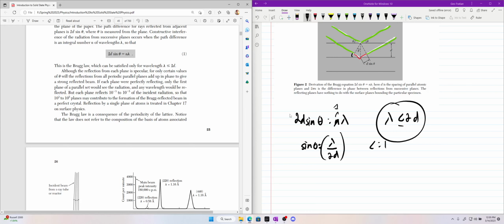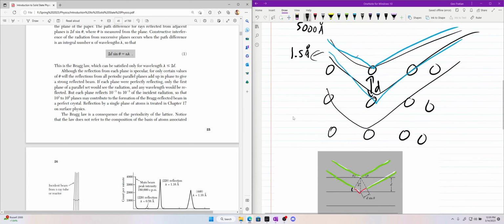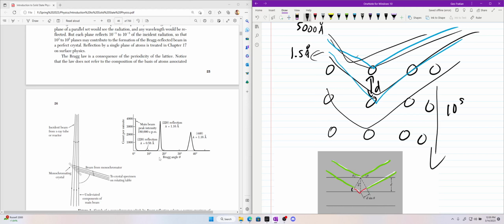in a perfect crystal. What that's saying is, if it was like a perfect mirror, only the top layer would show, right? But since it's rare that that happens, you can get up to 10 to the 5 layers contributing to this. Okay.